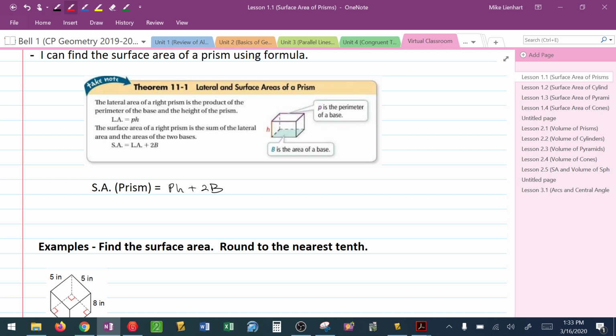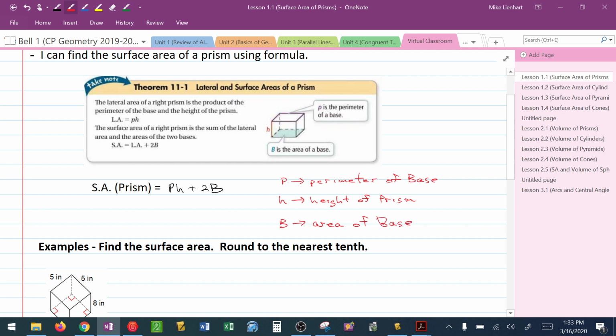So again, let's make sure that we understand what these variables mean. P represents the perimeter of the base. H represents the height of the prism. And big B here represents the area of the base.